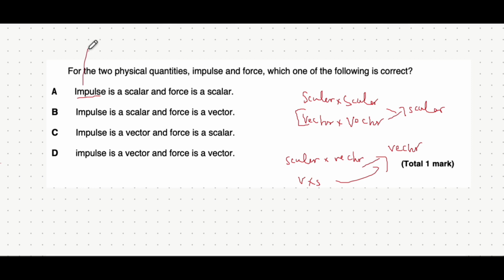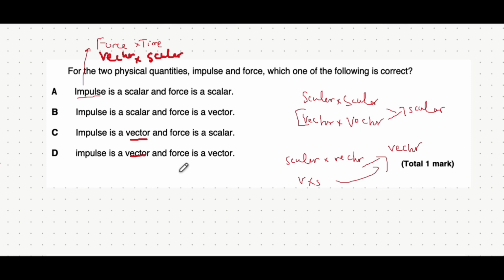We know impulse is force multiplied by time. You are expected to know that force itself is a vector. Actually, I'm going to change the thickness of the pen. I think this is too thin. So force is a vector, and we're multiplying it by a scalar. So when you multiply 2 different types of quantities, that always gives a vector. So we know it's definitely either C or D.